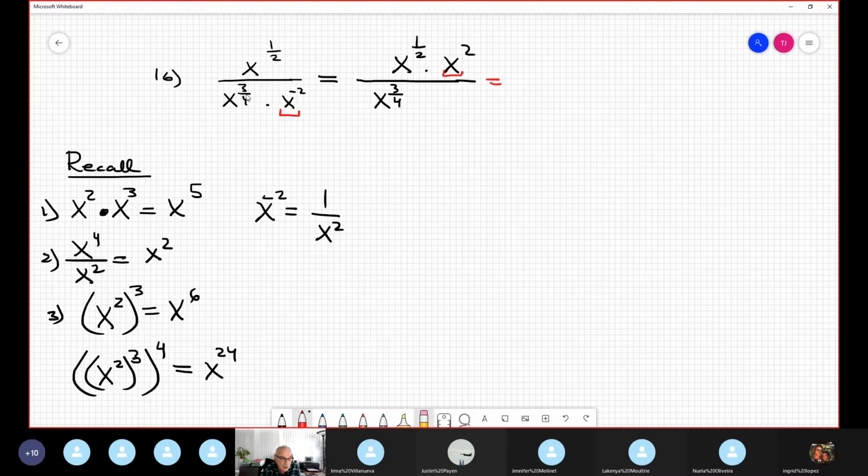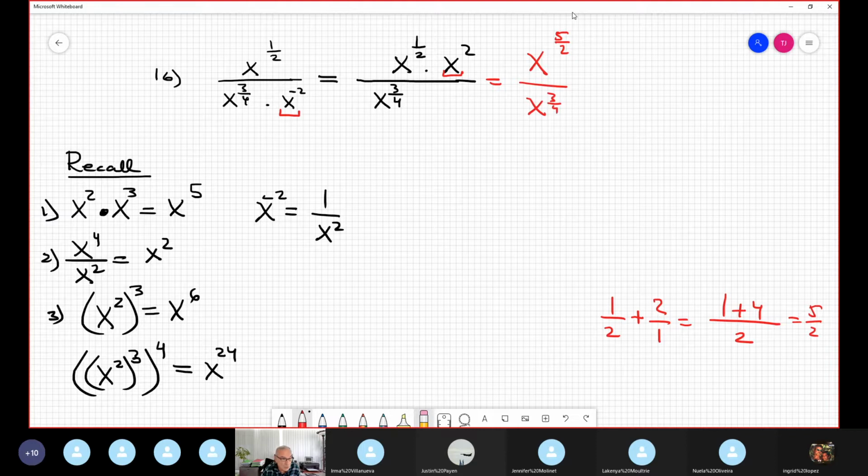Now multiplication, I know that is addition. So x to the 1/2 plus 2. In one corner of the piece of paper, 1/2 plus 2. LCD is 2. It's 1 plus 4, no? 2 times 2 is 4, no? It's 5 over 2. Okay, so if you want, erase this part, you put 5 over 2, divided by x to the 3 over 4.